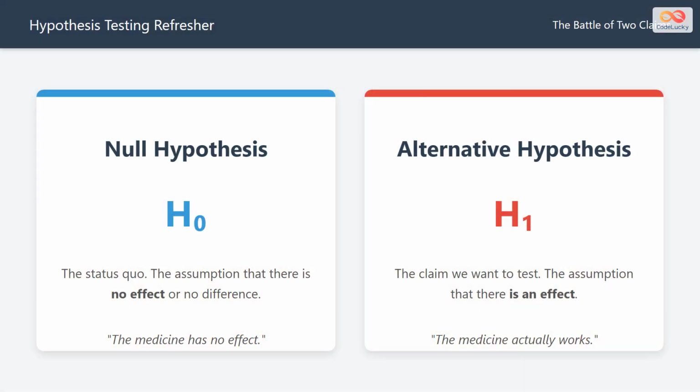First, let's quickly refresh our memory on the two main characters of hypothesis testing. We have the null hypothesis, H0, which represents the status quo or the assumption of no effect. Then, we have the alternative hypothesis, H1, which is the claim we are trying to provide evidence for, that there is an effect or a difference.